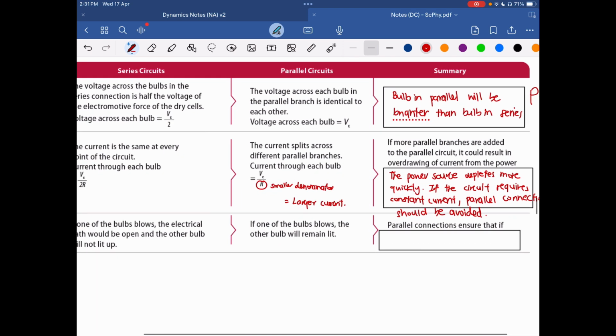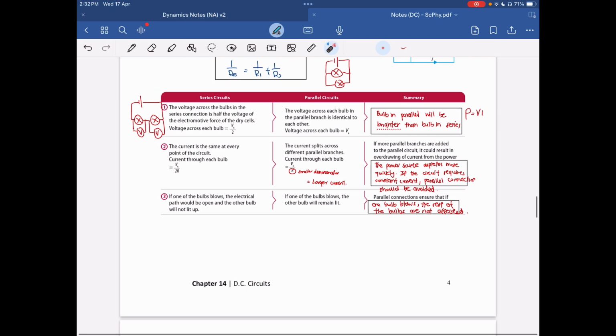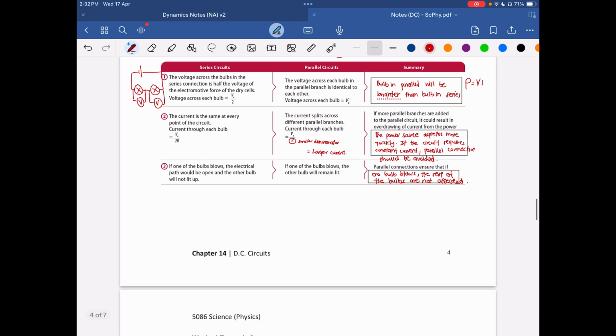Okay, next one, right? Now, the parallel circuit ensures that if one bulb blows, the rest of the bulbs are not affected. So that's the key advantage of parallel, but the power source will be depleted more quickly. So do you think your electrical components in your house are connected in parallel or series? Right? Think about that.